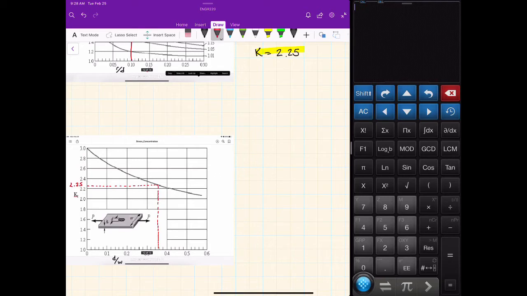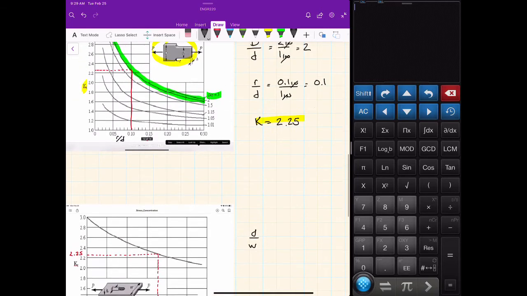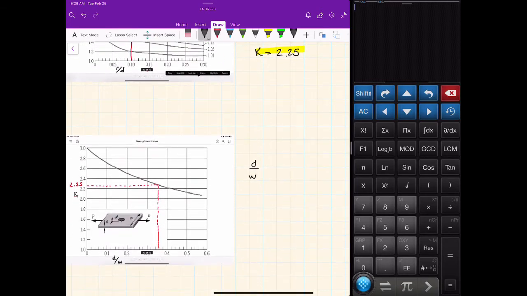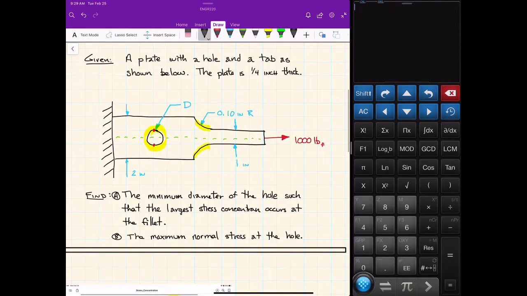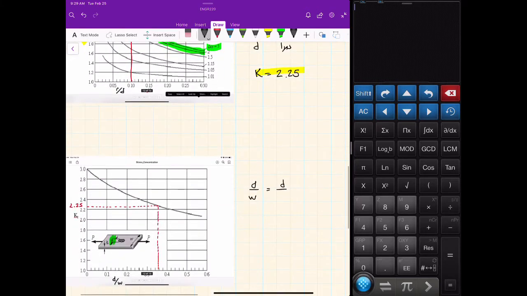Now our x-axis on this one says lowercase d over W. We can't use the same lowercase d that we used before. This one, lowercase d, is actually shown to be the diameter of the hole. So that's what we want to solve. We want to know the diameter of the hole, so we'll leave that as d. W is the width of the plate that the hole is in. So for us, the hole is in a 2-inch wide plate, so we'll put 2 inches.